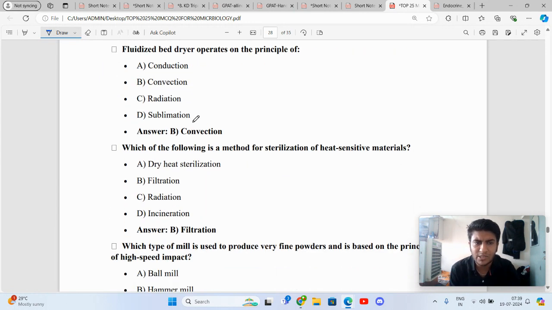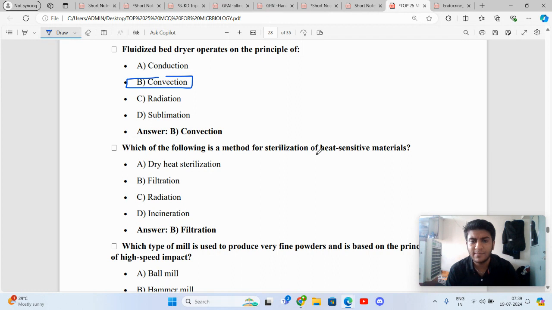Fluidized bed dryer operates on the principle of convection. It operates on the principle of convection, where there is actual movement of particles. In conduction, there is no actual movement or migration or transfer of particles. But in convection, there is an actual transfer of particles.